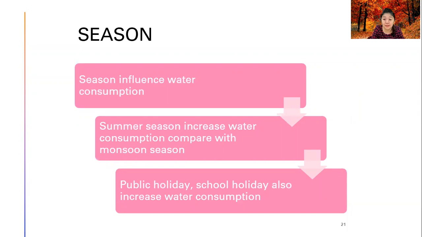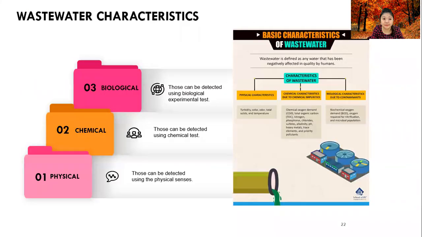So during a summer season, it will increase the water consumption compared to the monsoon season. And then also during the public holidays and school holidays, water consumption also increases. So when your water consumption is high, automatically your wastewater volume will also increase. Okay, so this is the characteristic of the wastewater.